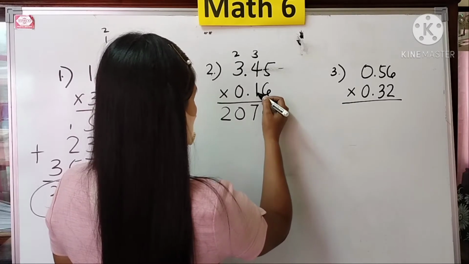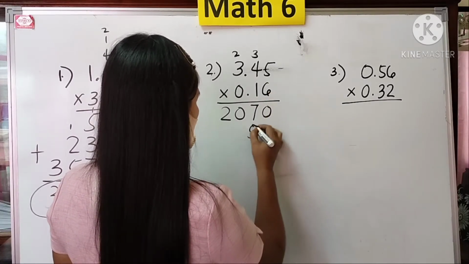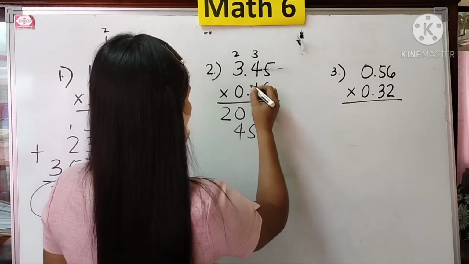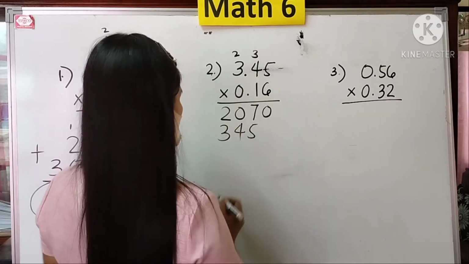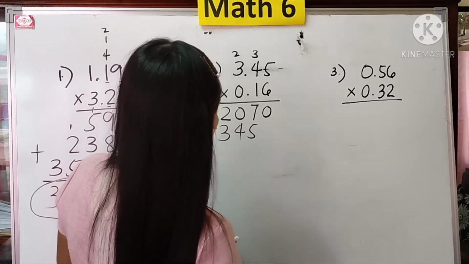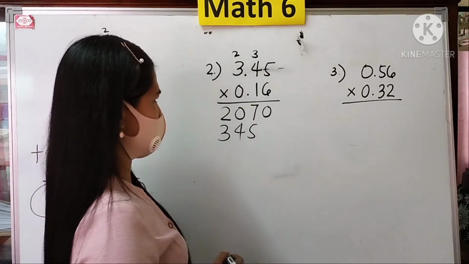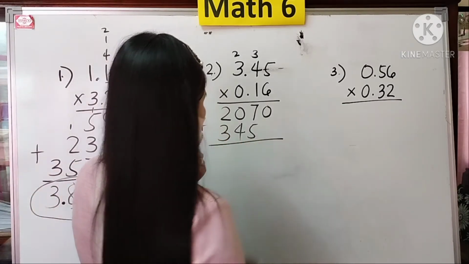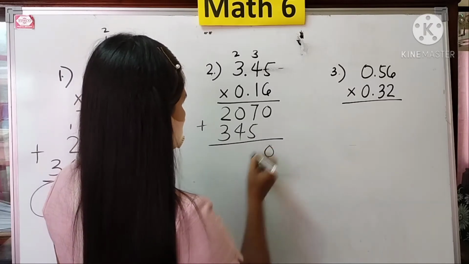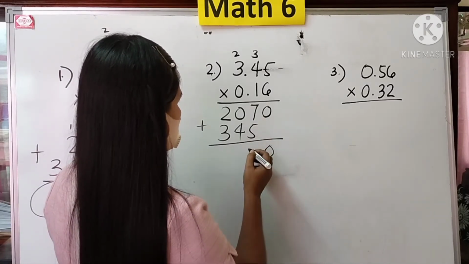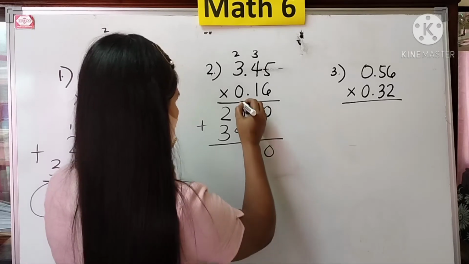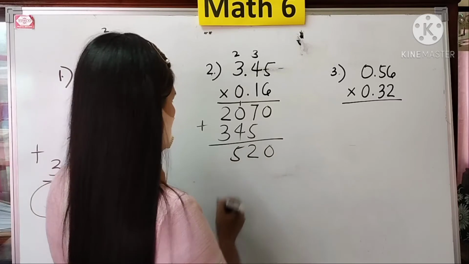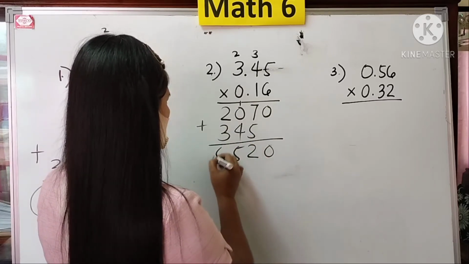So next will be 1 times 5 is equal to 5. Then 1 times 4 is equal to 4. 1 times 3 is equal to 3. So we already have 2 partial products. So we can now add. So bring down 0. 7 plus 5 is 12. Carry 1. So 4 plus 1 is equal to 5. Then 3 plus 2 is equal to 5.